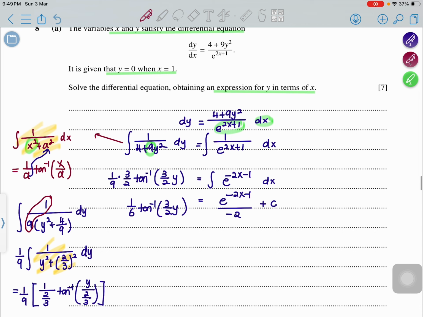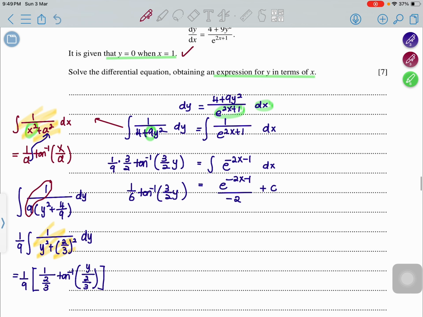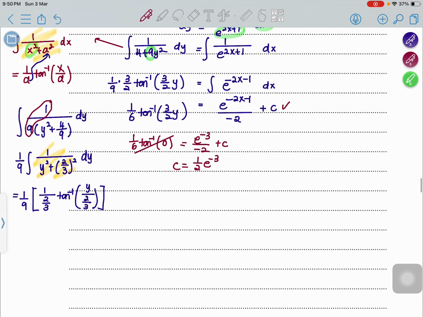What are we doing? We go back and check. y is equal to 0, x is equal to 1. Why are they giving you this information? So that you can find the constant of integration over here. You substitute 1 over 6 tangent inverse 0, and my x is 1, e to the negative 3 over negative 2, plus c. So what's your c value? Half e to the power negative 3, because this tangent inverse 0 is exactly 0.